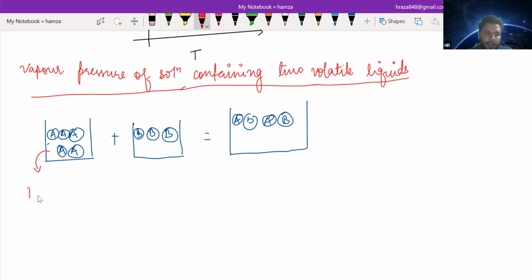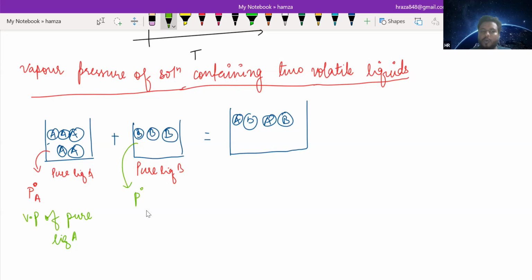Now see, whenever I say only A is present, that means pure A, so we will represent it by P naught A. That superscript naught represents pure. Pure liquid A means only A is present; pure liquid B means only B is present in the container. P naught A represents the vapor pressure of pure liquid A. In the same way, P naught B means the vapor pressure of pure liquid B.